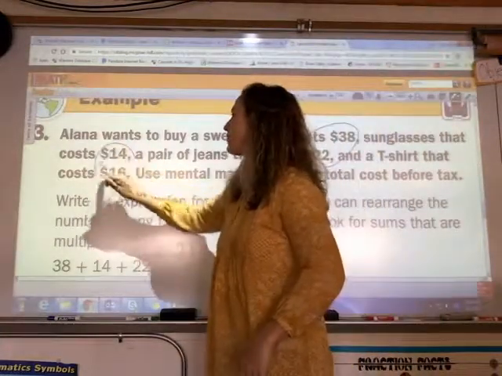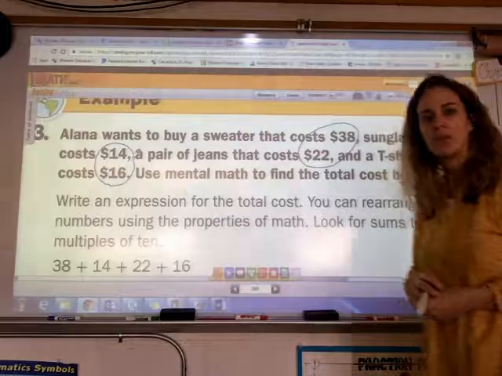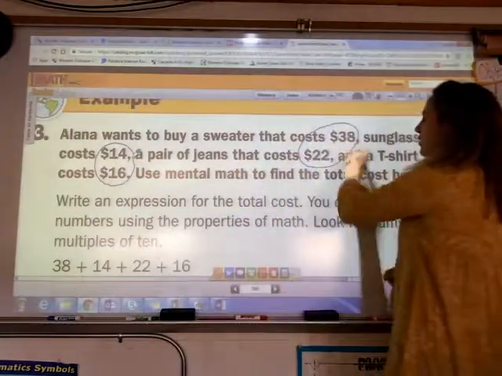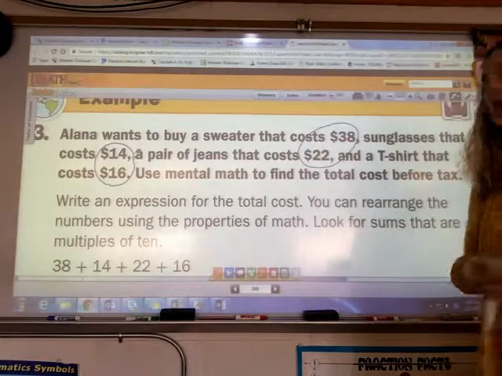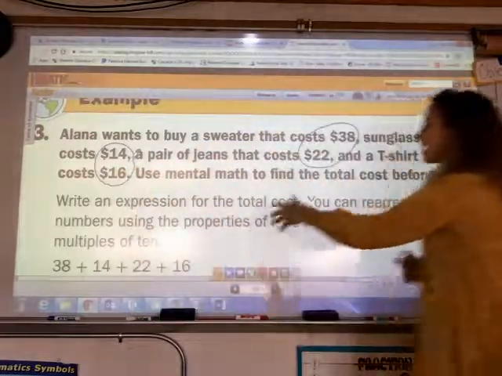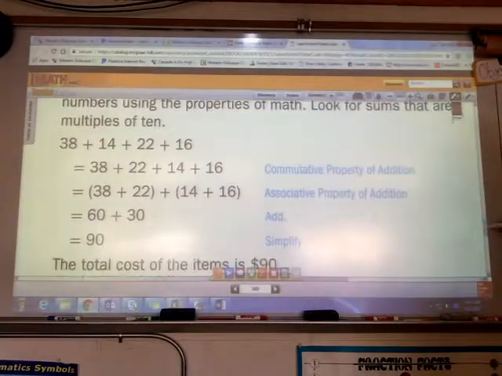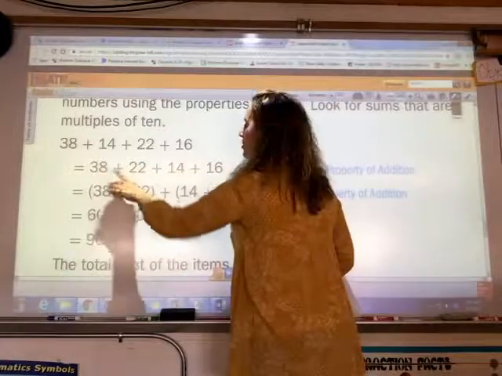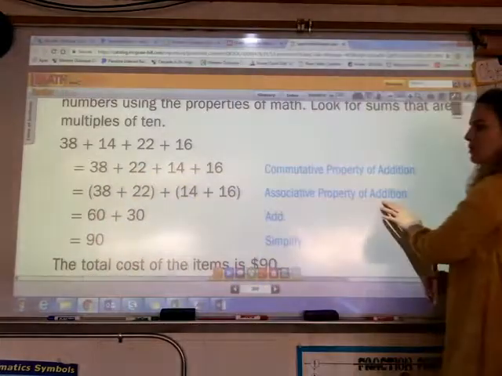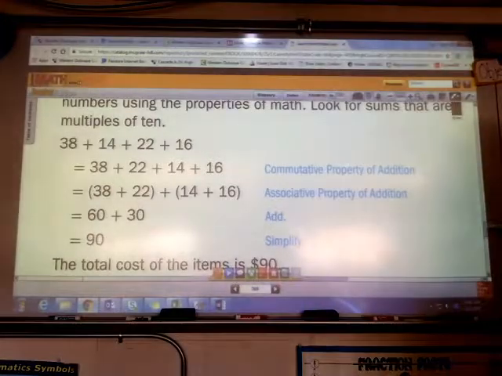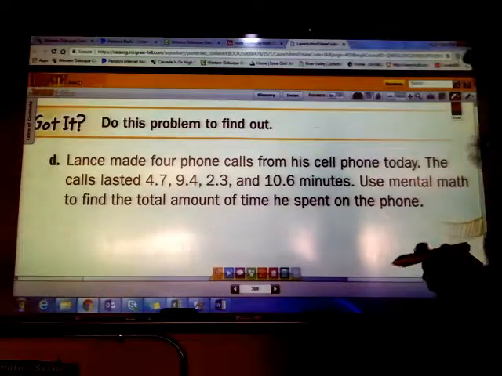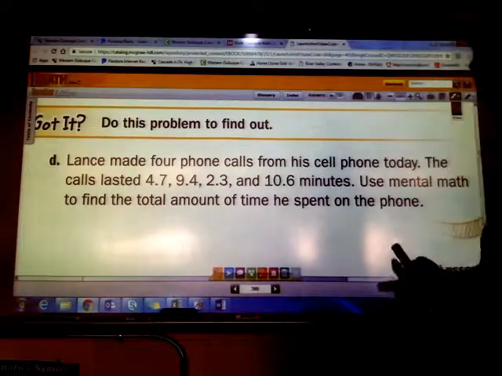The other pair of numbers I would group together would be 14 and 16. In my opinion, it's easier to add 14 and 16 together and 38 and 22 together and then combine them than it would be to take 38 plus 14 plus 22 plus 16. So you can see the example that they have given you down here, showing that they change the order, which is the commutative property, then they group those together, which is the associative property, to come up with the answer. If we take a look at practice problem letter D, again think about the properties that you can use to solve this.